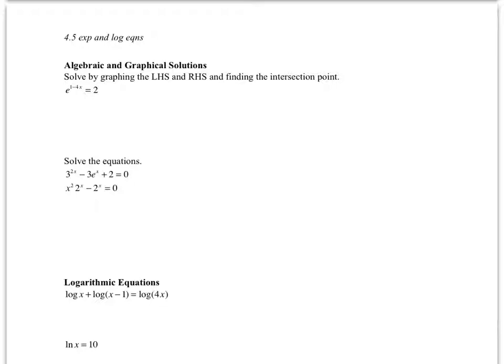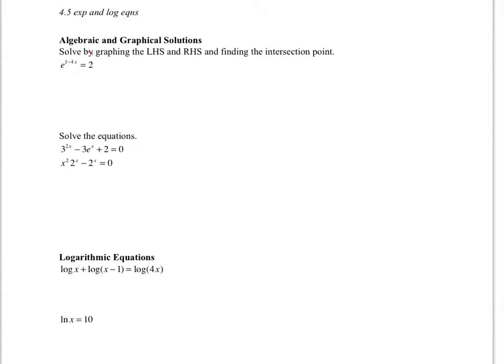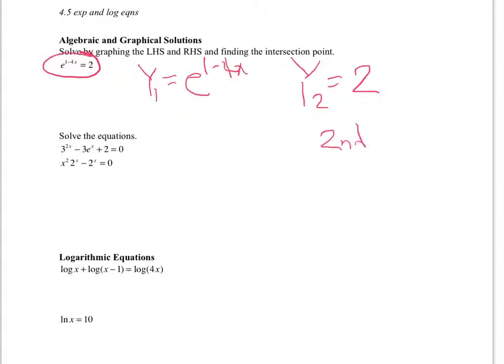We can also do graphical solutions. To do a graphical solution of an equation such as e to the 1 minus 4x equals 2, simply select the left-hand side to be one of the functions in your calculator. So say you let y1 equal e to the 1 minus 4x power, and let the right-hand side be the other function, say y2 is equal to 2. Then on your calculator, what you would do is calculate the intersection. So to access that, it's the second function of the trace key, which is calculate.